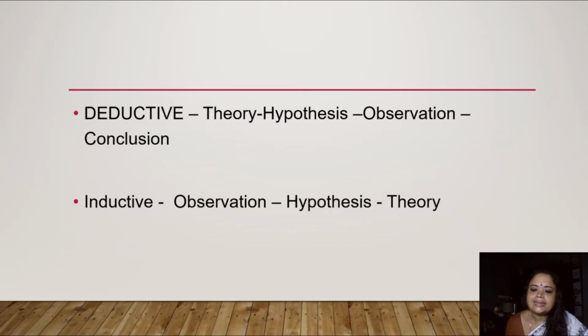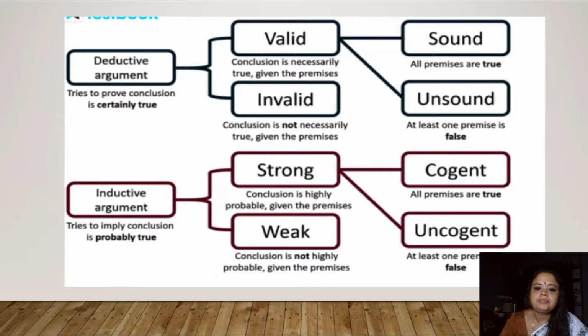In general, deductive reasoning is the formulation of first of all a theory, that is a general statement, then you formulate a hypothesis, you observe things and then arrive at a conclusion. Whereas in inductive reasoning, you first have observation, then you formulate a hypothesis, then come up to a general statement. Let us see now the characteristics of deductive and inductive arguments.